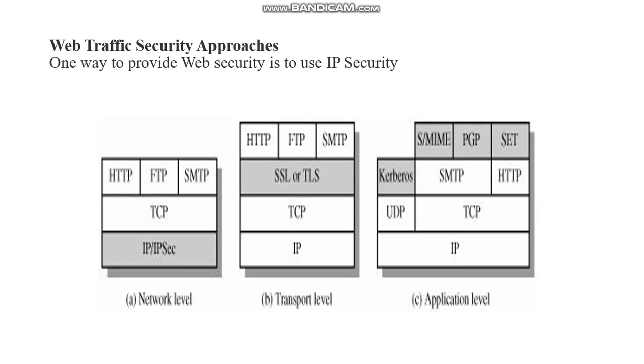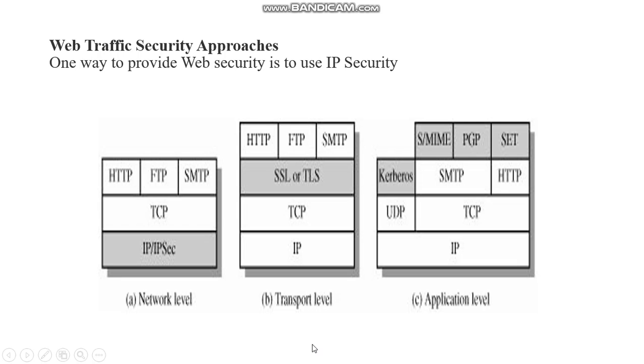A number of approaches to provide web security are possible. One way is to provide web security over IP security. It can be implemented at various levels. If IP security is implemented at the network level, it includes filtering capability so that only selected traffic needs to incur the overhead of IP security processing. It can also be implemented at the transport level.